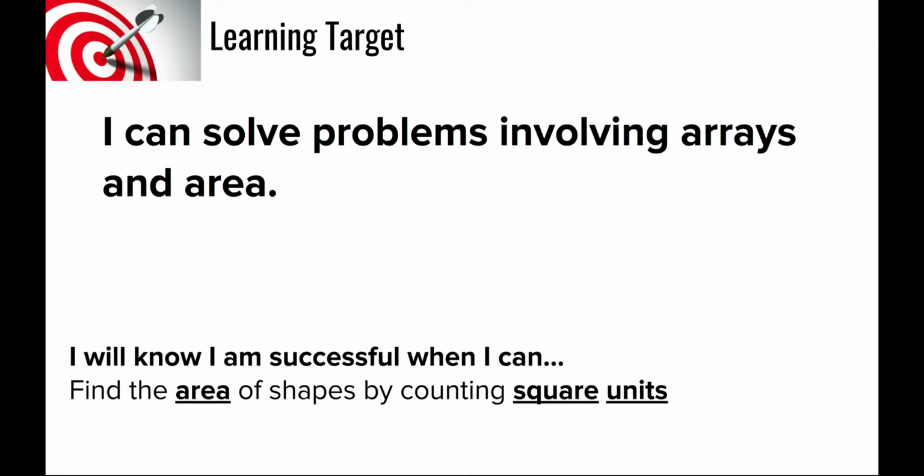Your success criteria was I will know I am successful when I can find the area of shapes by counting square units. Now it's your turn. In your independent practice, you can use any strategy you like. If it's a square or rectangle, you may use repeated addition equations, or you can simply count the square tiles. Remember though, if you're finding the area of a shape, you must put square units. Have fun.